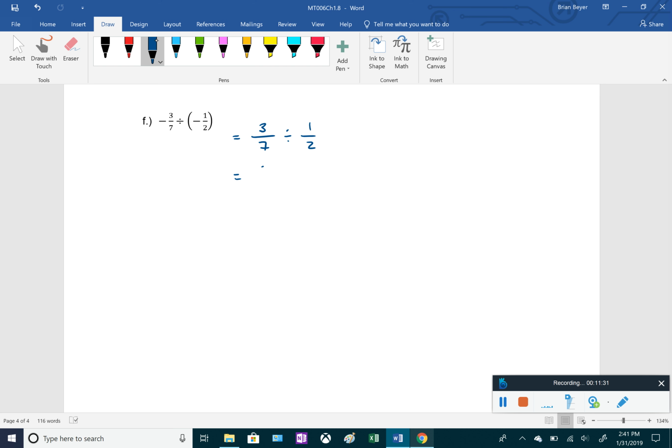Keep the first one the same. Change the division to multiplication, and then reciprocate the second fraction. The reciprocal of 1 over 2 is 2 over 1. Now we can multiply numerators and multiply denominators. 3 times 2 is 6, 7 times 1 is 7. So that's stuff we've already done, but just a little refresher with negatives. Okay, and that is it for 1.8.